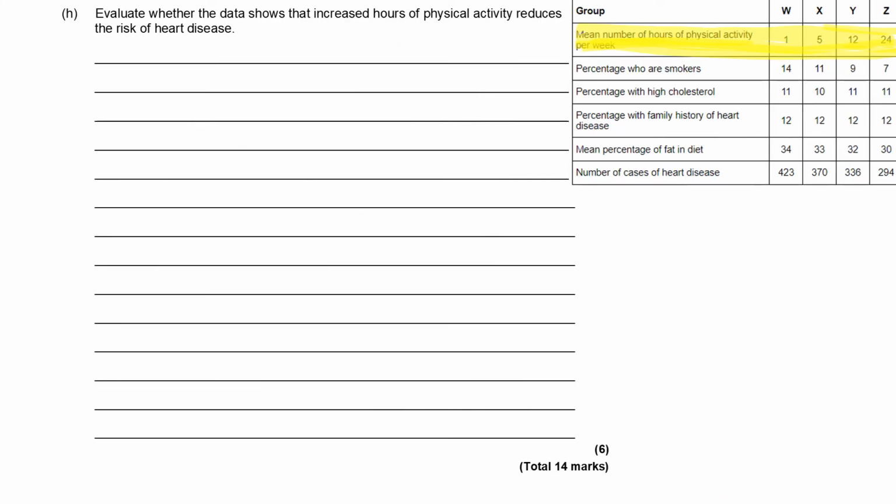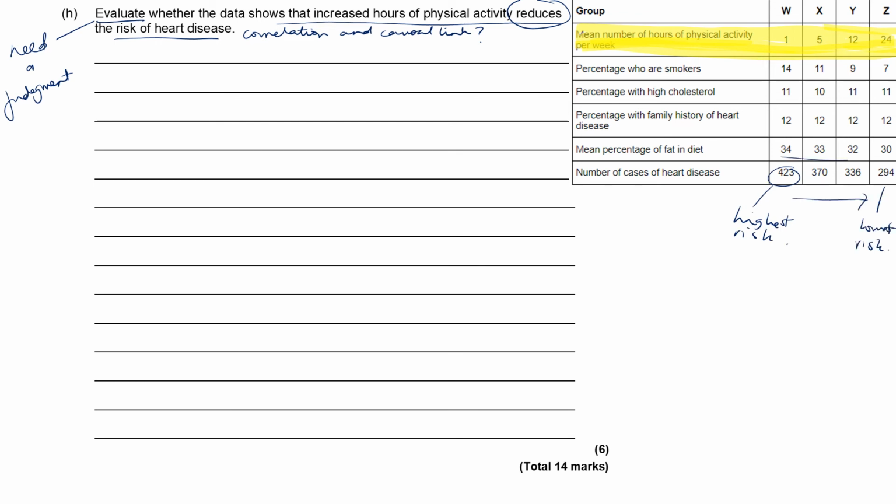Part H, a 6 marker, and it says evaluate whether the data shows that increased hours of physical activity reduces the risk of heart disease. So that's quite a big question. So again, I've copied the table over so I can see the data a little bit more clearly. I've highlighted the key row that they're basically asking me to see if that has an effect on the heart disease. So if you like, that's almost like my independent variable. So that's what I'm looking at, I'm changing, and I'm seeing what the dependent variable, the number of cases of heart disease are.